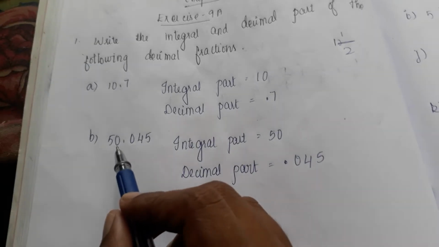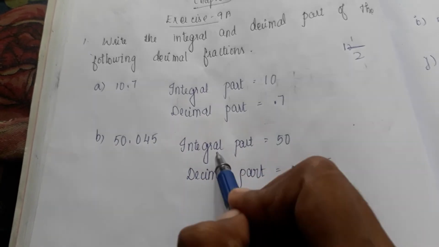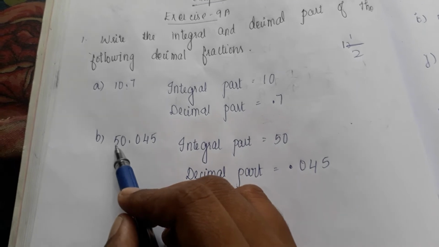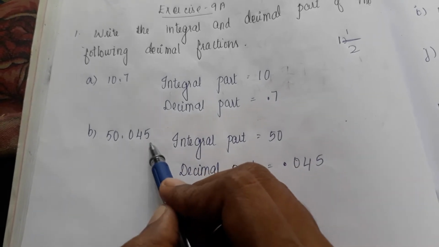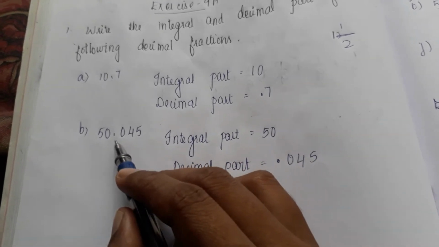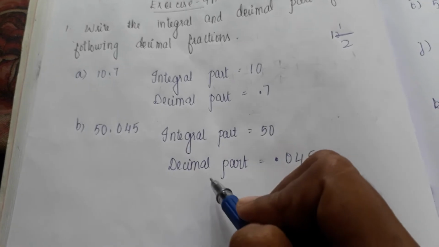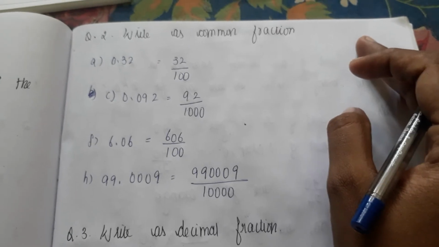So maybe for example 50.045. In that, 50 is the integral part because that is the whole number part, and 0.045 is actually the fractional part, so we call it the decimal part here. 0.045. Okay. And the second question is: write as common fraction.